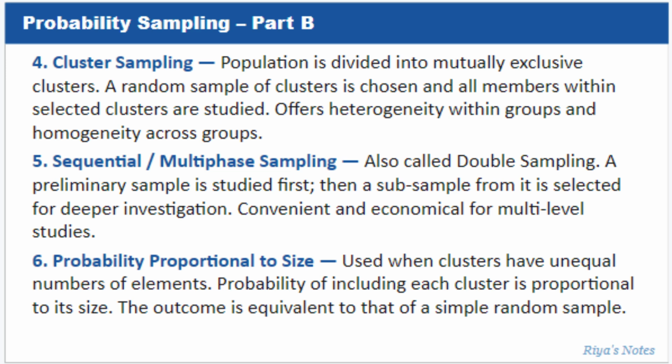6. Probability proportional to size, used when clusters have unequal numbers of elements. Probability of including each cluster is proportional to its size. The outcome is equivalent to that of a simple random sample.